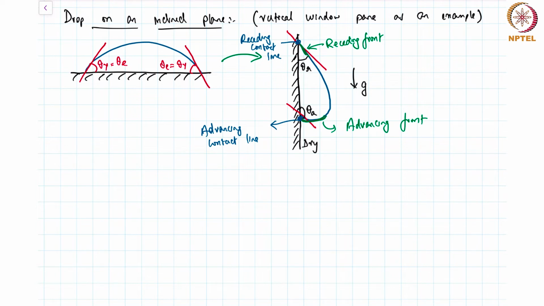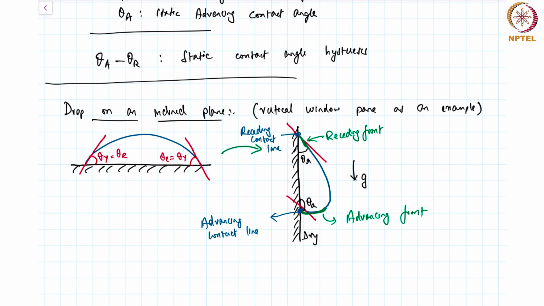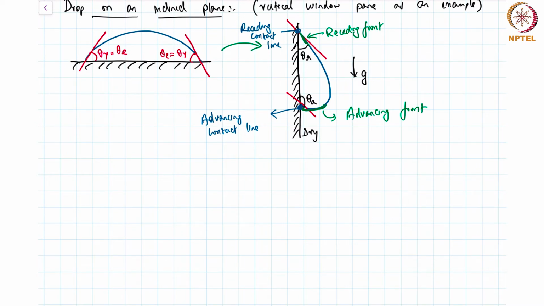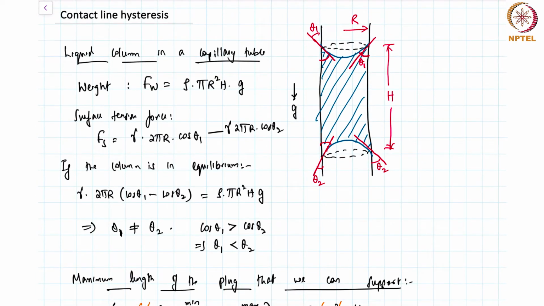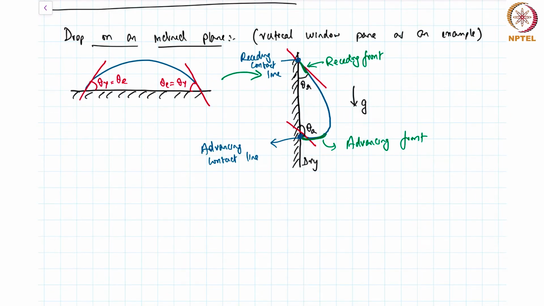Now you can draw parallels between this problem and the previous problem, and again make the same kind of argument. A detailed force balance for this problem is not as straightforward as the capillary tube problem, because the shape of the droplet is a priori unknown, and it's not just dependent on theta a and theta r, it also depends on the surface tension, and you have to solve the Young-Laplace equation to get the shape. But since we don't know the shape, we'll just make a simple scaling estimate. The idea is the following.